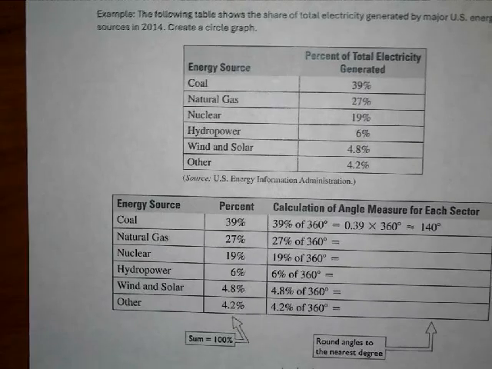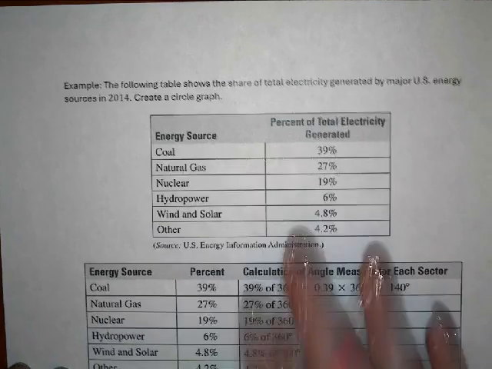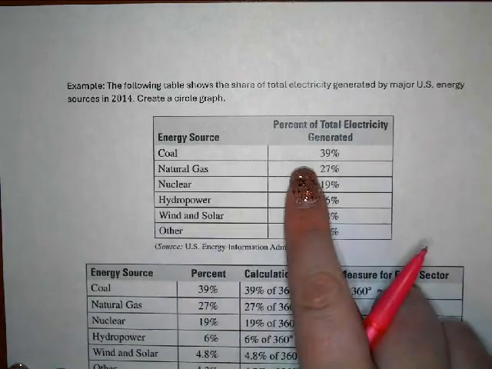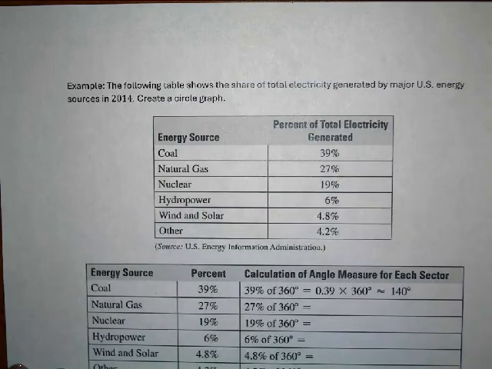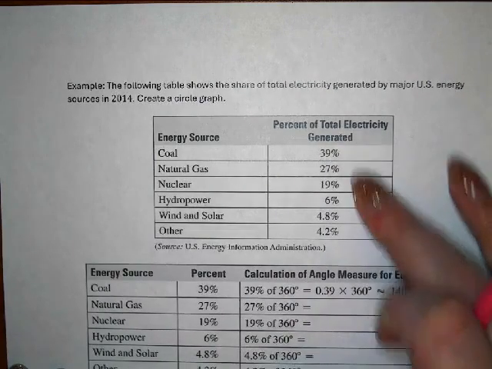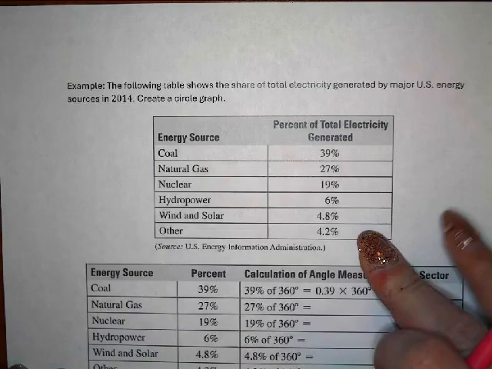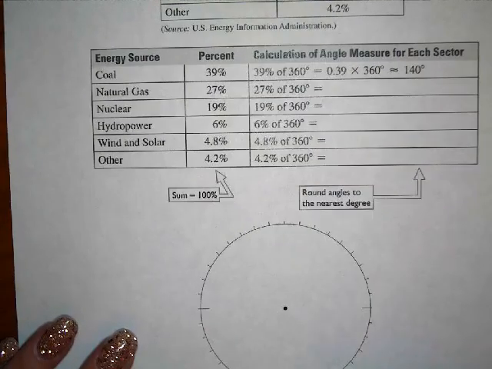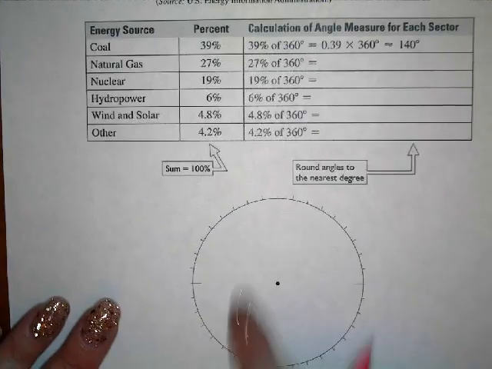It says this table shows the share of total electricity generated by major U.S. energy sources in 2014. They want us to create a circle graph. They gave us the percentages for each of the energy sources, and what we need to do is take a circle that has been divided into 360 degrees, because there's 360 degrees in a circle, and figure out how many degrees of that circle each percentage should get.